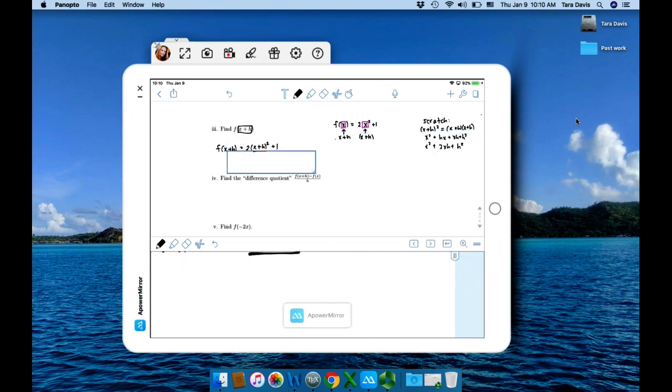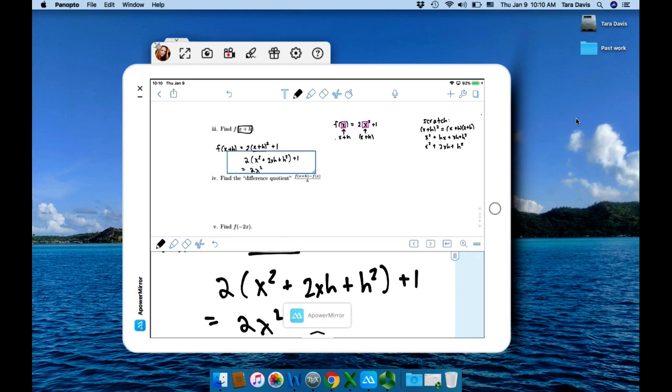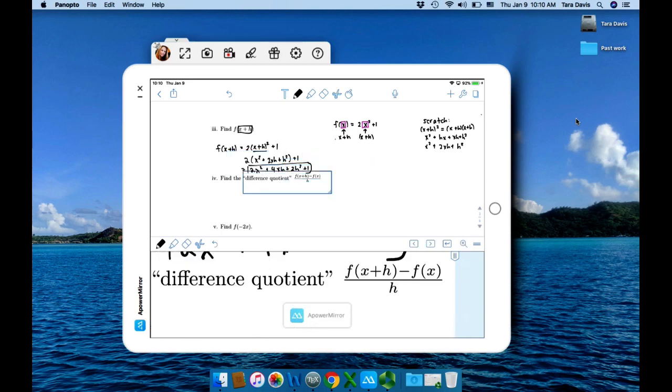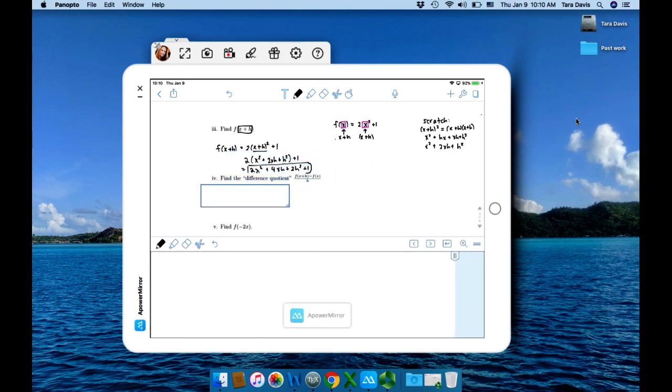So I have 2 times (x squared plus 2xh plus h squared) plus 1, which is, I have to multiply the 2 to everything inside the parentheses, 2x squared plus 4xh plus 2h squared, and then plus 1. The 2 isn't multiplied by the 1. So this would be the simplified version of the answer for f of x plus h.